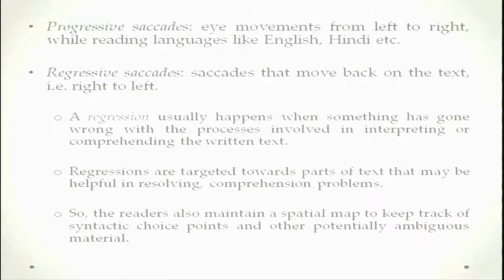Regressions generally are targeted towards parts of the text that may be helpful in resolving comprehension problems. You might want to come back and ask, okay, am I really talking about cats here? So you want to look at places which will help you resolve this conflict. Also, because readers have the possibility of sometimes moving back or moving forward, they generally like to maintain what is called a spatial map to keep track of their syntactic choices and know where potential ambiguities might arise.